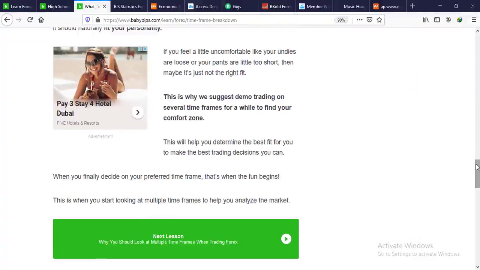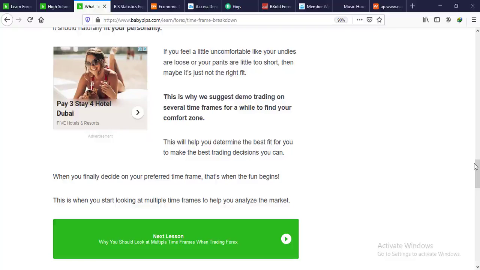Ask yourself very well. The first thing to do is this: ask yourself, how much am I willing to fund my account with? 100, 200, 50, 10, 20? Once you know that, then ask yourself, how often do I want to trade?